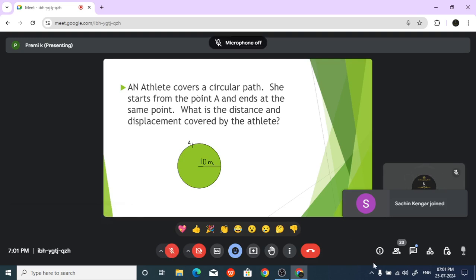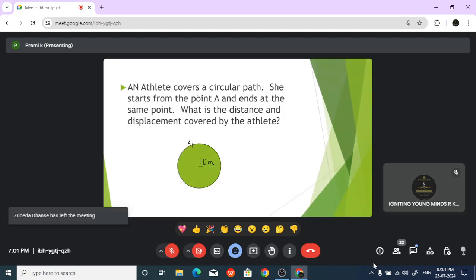Have you all calculated the distance covered? Distance covered is the perimeter of the circle. We know that perimeter is equal to 2 pi r. 2 into 3.14 into radius, given as 10 meter. So we get the answer 62.8 meter.